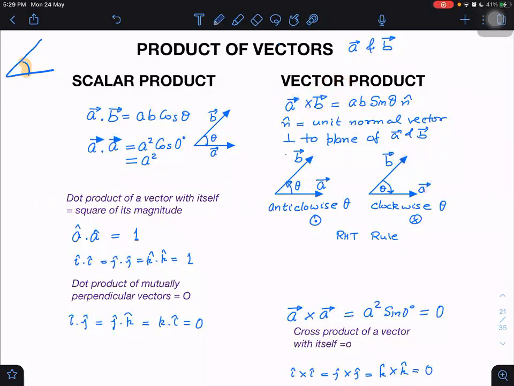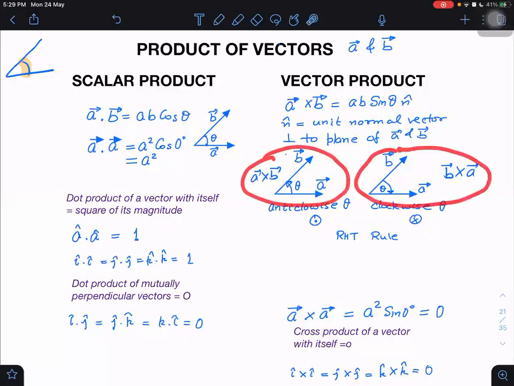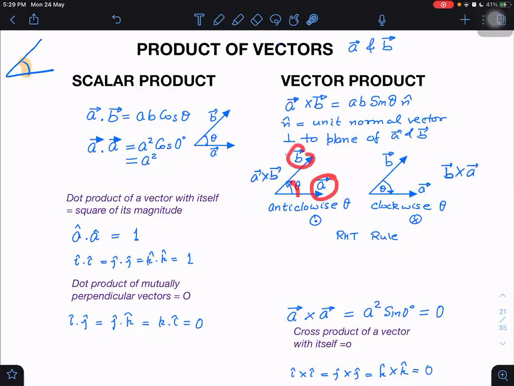Understand the difference between these two cases. Here I am interested in B cross A in the second case, and on the left side I am interested in A cross B. Are you understanding what difference it will make? The difference is in the angle. How will I draw the angle for A cross B? For A cross B, I will take the angle anti-clockwise. Anti-clockwise or not depends on the position of A. A is here, B is here. So I have taken anti-clockwise, A to B. In this case, I will go from B to A. While going from B to A, it becomes clockwise. So clockwise angle, clockwise will be represented by a cross.